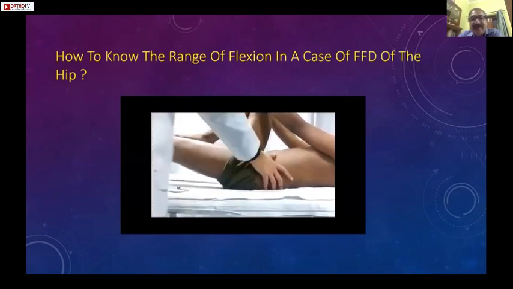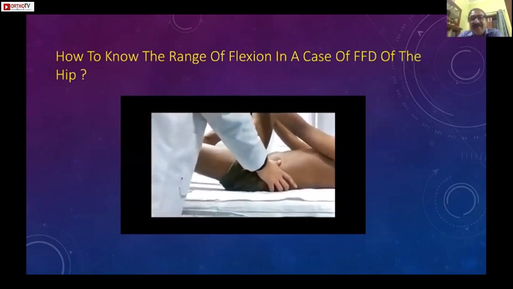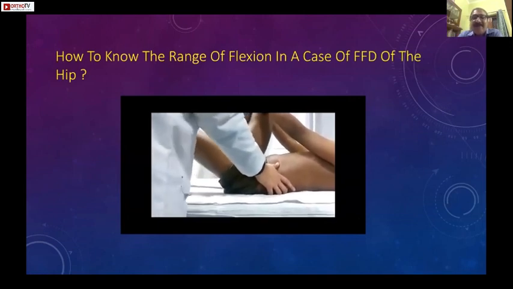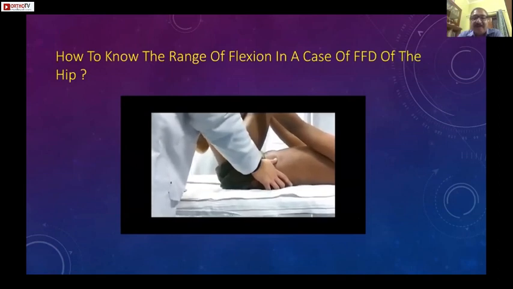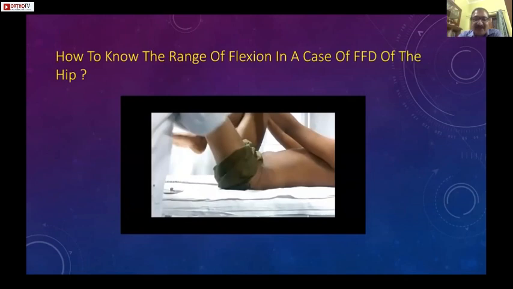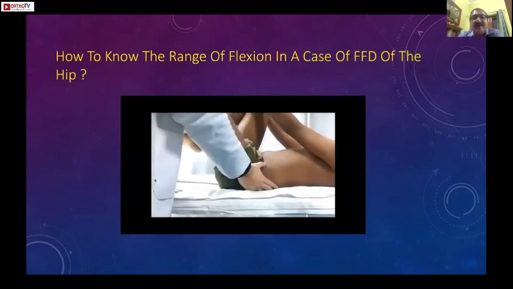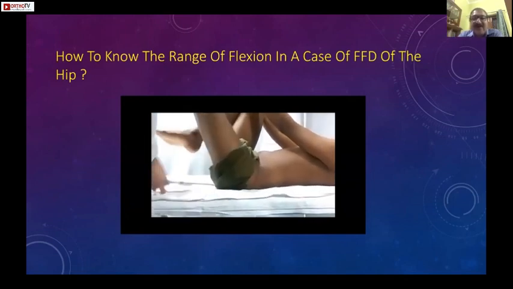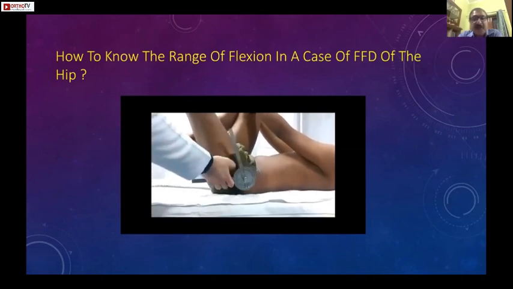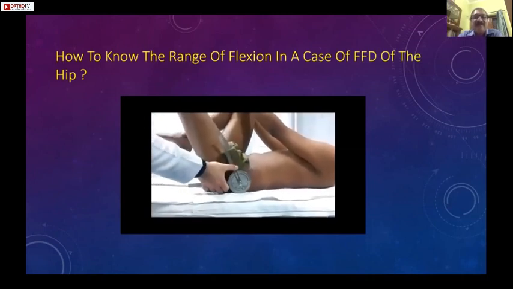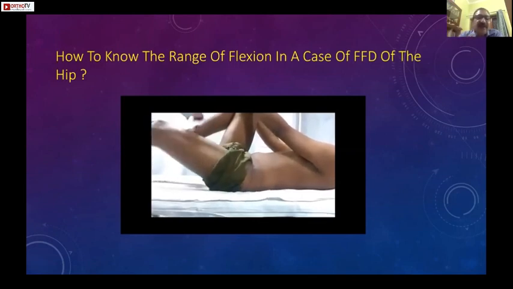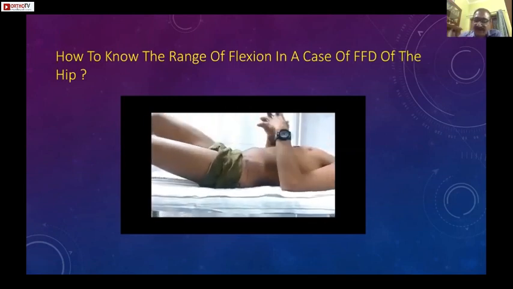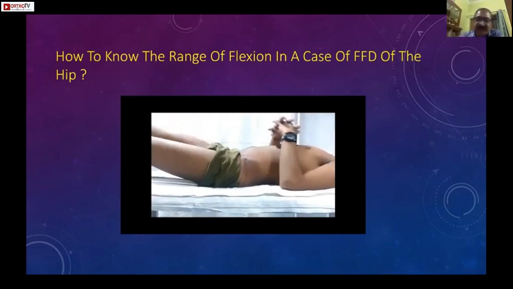Then with one hand holding the lower thigh, one can flex the hip further, while with the other hand one feels any movements of the pelvis. Once the pelvis starts moving, that is the point till which the flexion is present. So in this patient, who had a fixed flexion deformity of 60 degrees or so, further flexion is possible till about 80-85 degrees. So he has a free range of about 20 to 25 degrees of free flexion after the fixed flexion deformity.